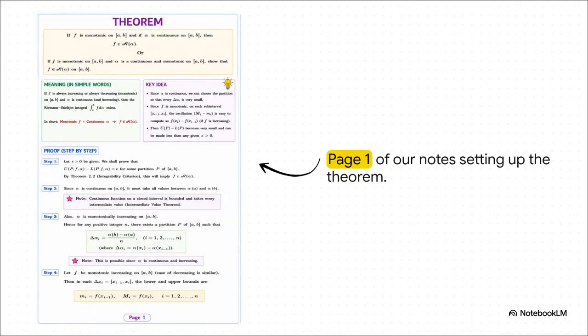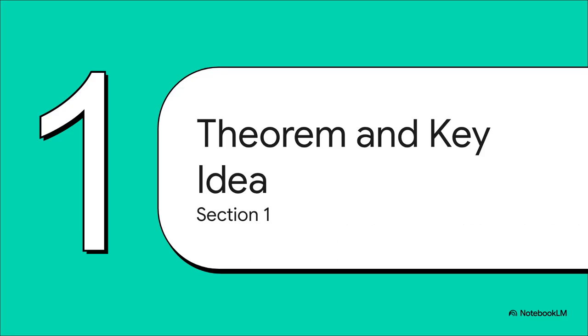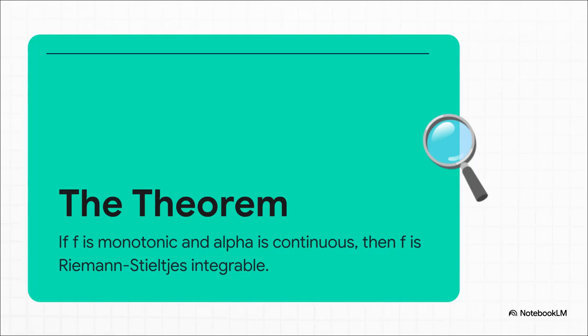What you're seeing right now is page 1 of our exact notes setting up the theorem. हम इन्हीं notes को closely follow करेंगे to ensure absolute precision. एक-एक detail हम exactly यहीं से read करेंगे. Section 1, theorem and key idea. Okay, let's read the exact theorem statement first.